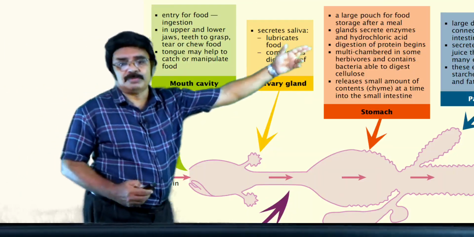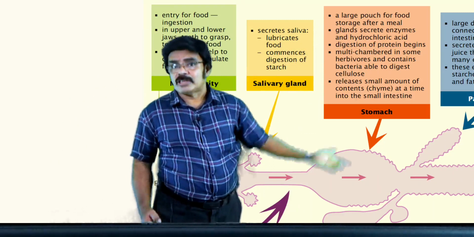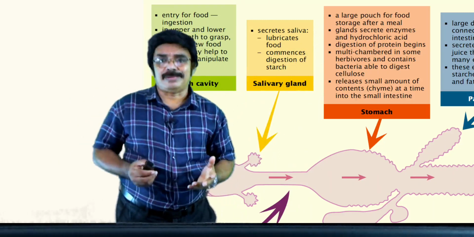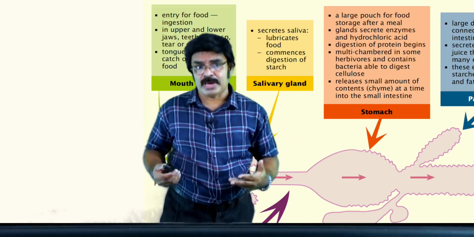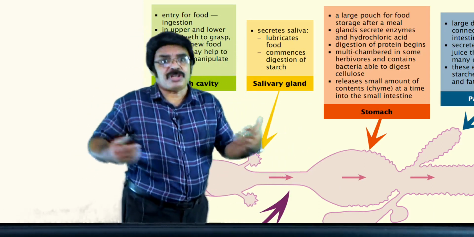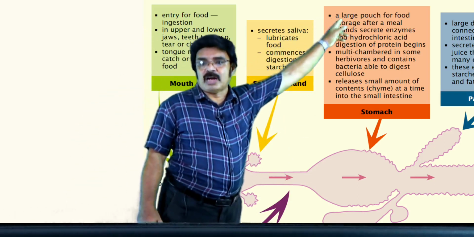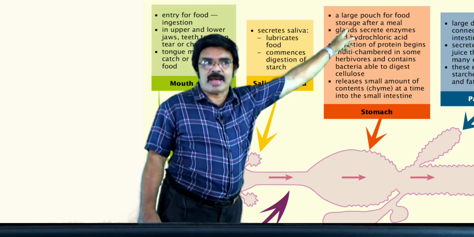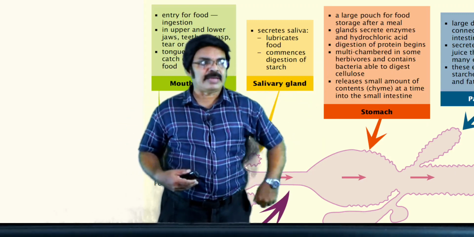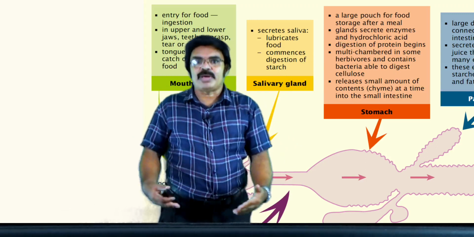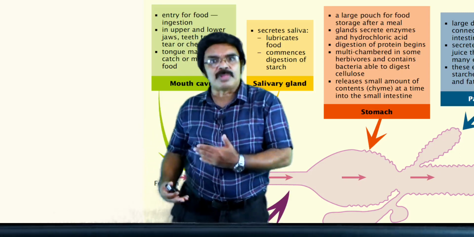So then we have to come to this part, that is the stomach. The stomach is actually a sac, and it stores food and also it digests food in a way. Protein digestion starts here in human beings. It is a large pouch for food storage after a meal. When you have a meal, you have to store food temporarily. The reason is that the process is going on inside your alimentary canal, your food canal, so we must allow the process to go.